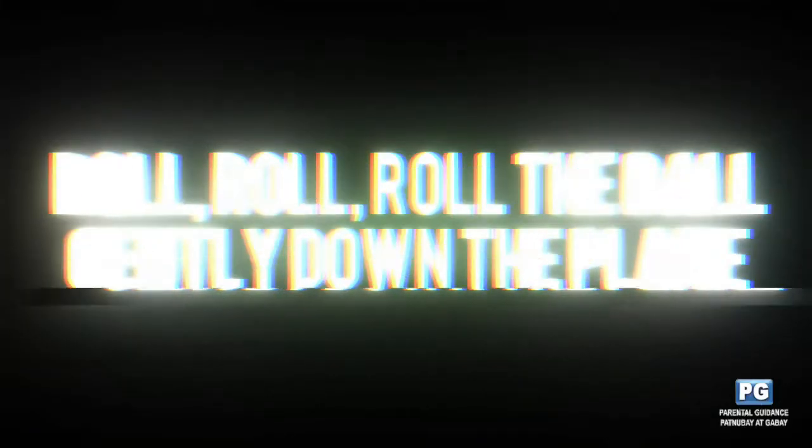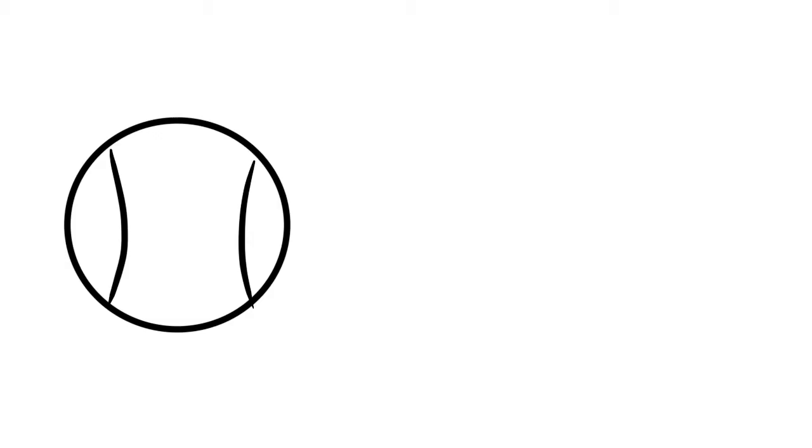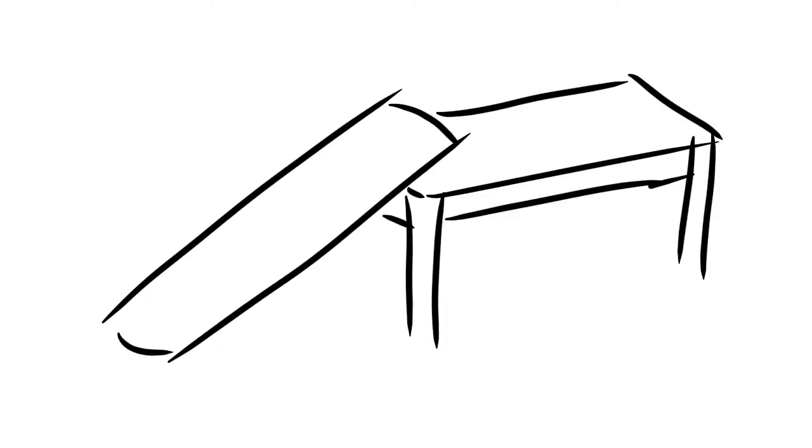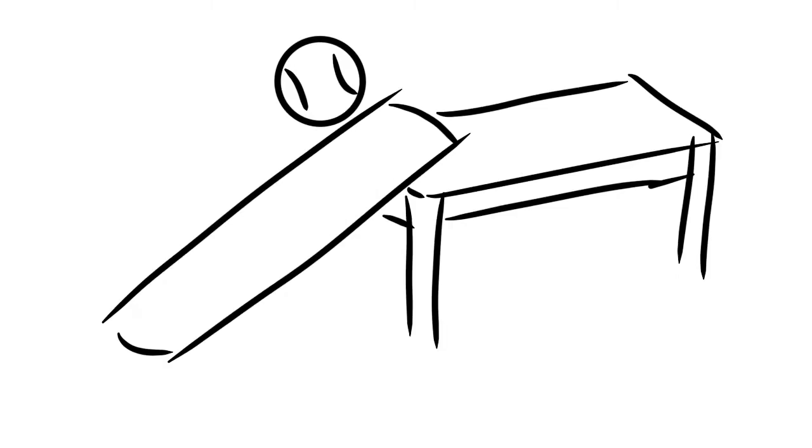Roll, roll, roll the ball gently down the plane. In this activity, the materials needed are a basketball, volleyball, plywood, and table. Step 1. Let a basketball roll on a plane inclined at about 30 degrees with the horizontal and ask another member of the group to stop it on the lower end of the inclined plane.